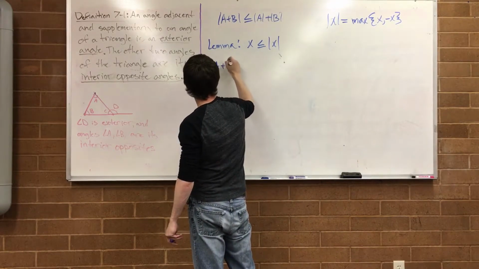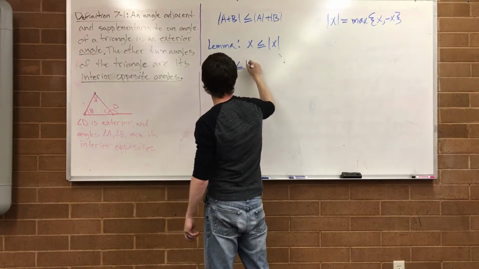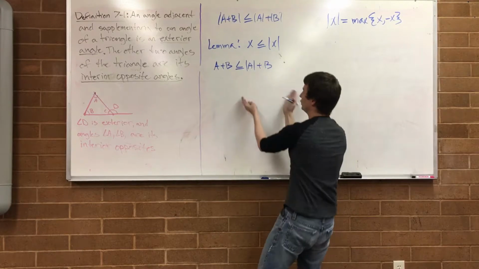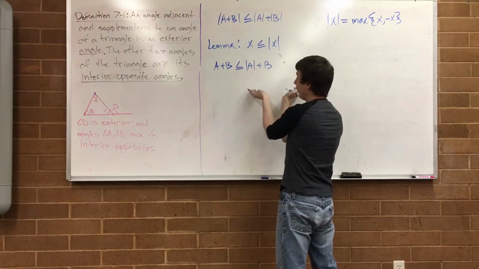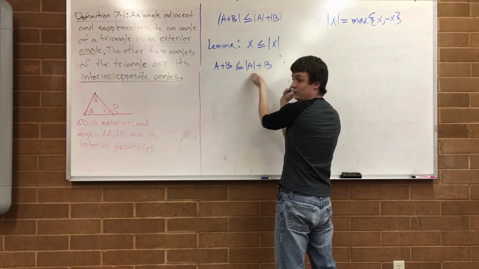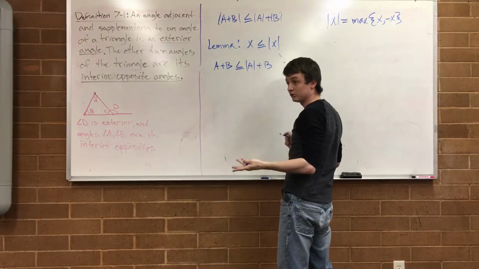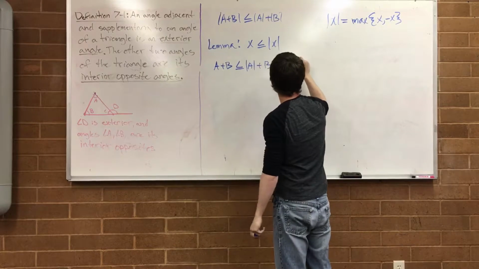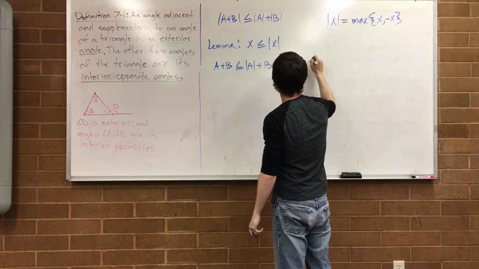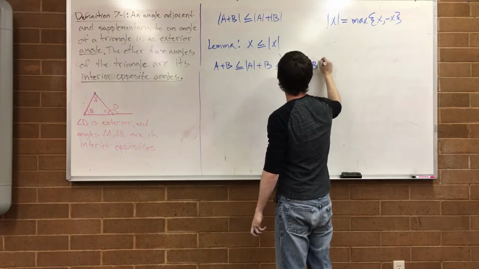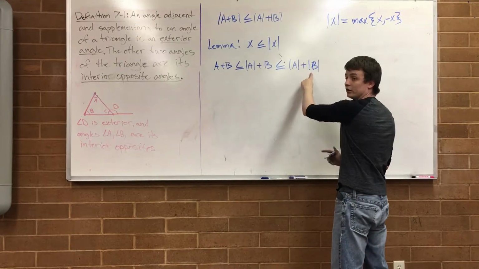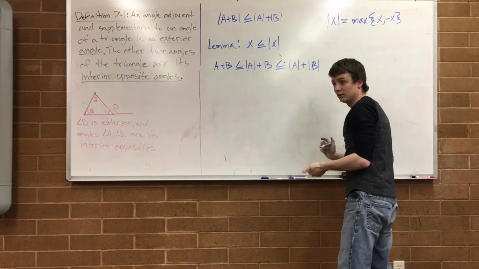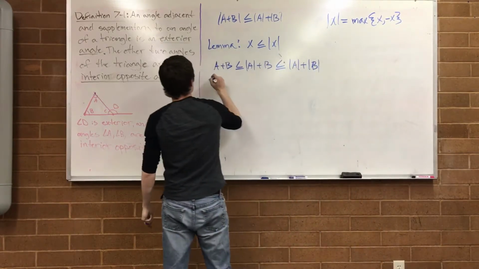So A plus B is always less than or equal to the absolute value of A plus B. By taking the absolute value of A, I could have only made the number bigger. I might not have changed it, and they might be the exact same, or I made the number bigger. Those are the two options, right? Similarly, this is less than or equal to the absolute value of A plus the absolute value of B, right? If I take the absolute value of B, all I could have done was make it bigger. I couldn't have made it smaller.